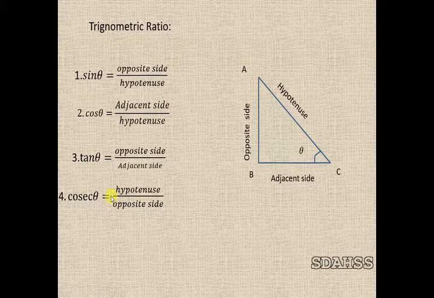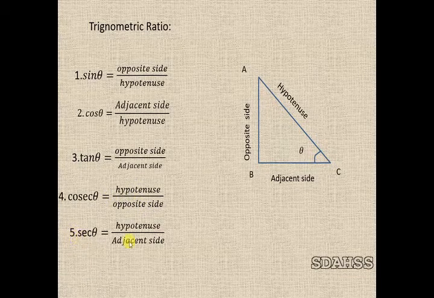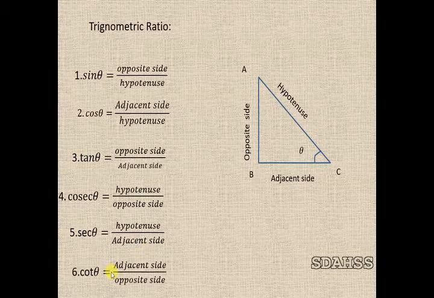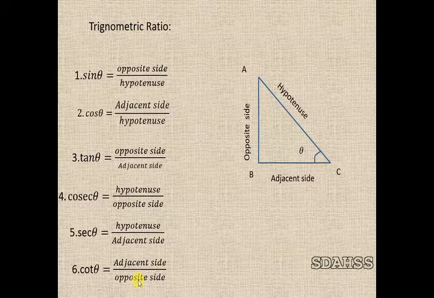Cosecant theta is equal to hypotenuse by opposite side. Secant theta is equal to hypotenuse by adjacent side. Cot theta is equal to adjacent by opposite side.